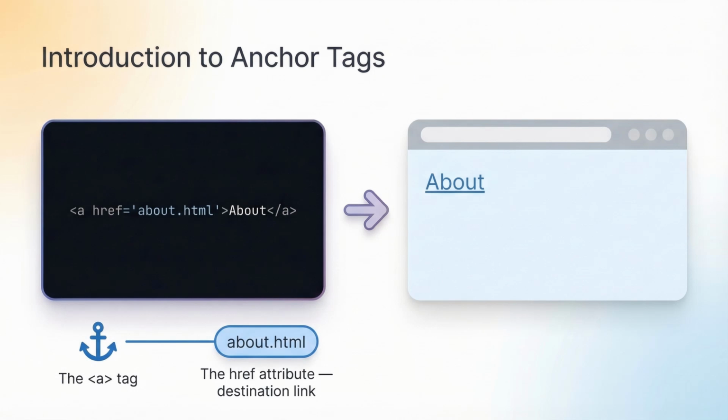The key attribute inside an anchor tag is the href attribute, short for hypertext reference. This is where you put the destination. When a user clicks the link, the browser reads the href value and navigates there. Without href, the tag exists but goes nowhere. So the href is essentially the address you're anchoring to.